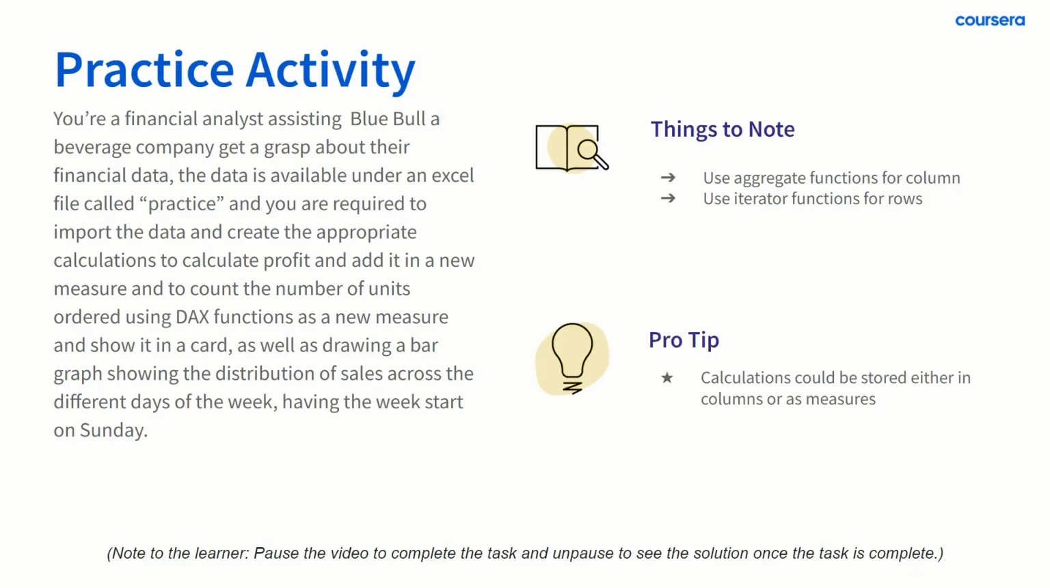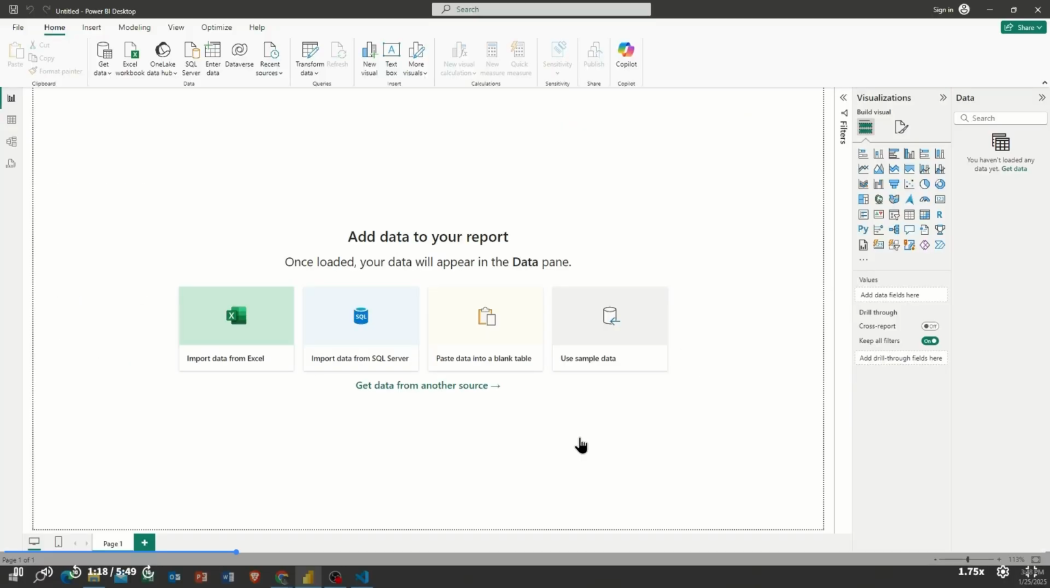Keep in mind that in order to aggregate values over a column, we use aggregate functions and we add an X at the end to use iterator functions for row by row calculations. Now let's pause the video for 5 to 10 minutes and try to do this on your own. Alright, I hope this was easy. Let's start to do it together.